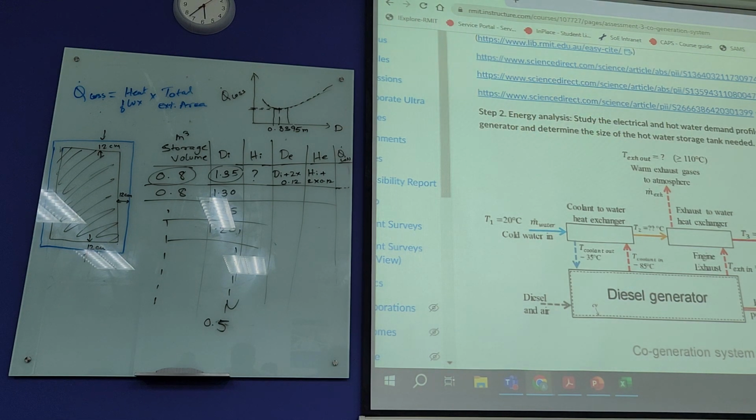Based on this equation, surface area, right? You've done it. So many pages. 10% buffer.